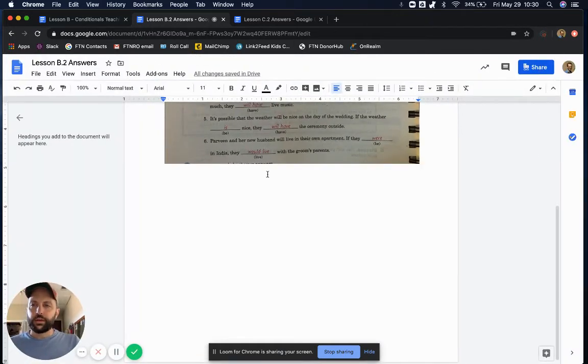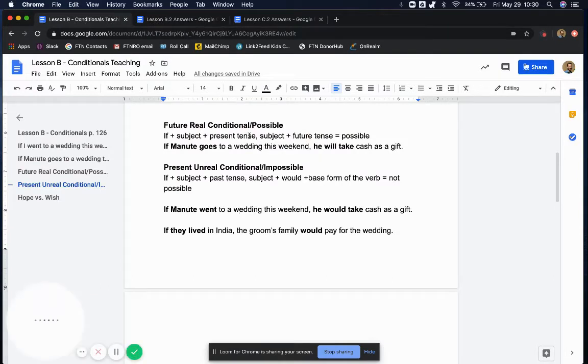Let me shrink that back. I know that was a little fast, but what I would like you to do then, when you have time, is to go through the rest of the lesson, which continues on page 125. Again, if there's someone in your household who can do this with you, you can practice using the unreal versus real conditional, present versus future idea, okay?